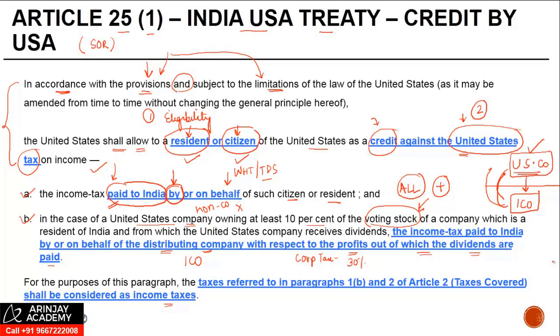Now, it is only for the purpose of this paragraph. Please note this word. The definition of taxes as referred to in paragraph 1b and 2 of Article 2, taxes covered, shall be considered as taxes for the purpose of this paragraph, which means even for certain other provisions of paragraph 2 or 3 of Article 25, the definition referred to in Article 2 may not apply.